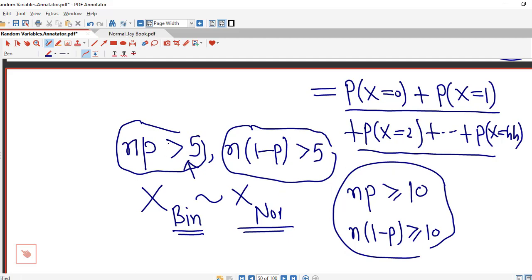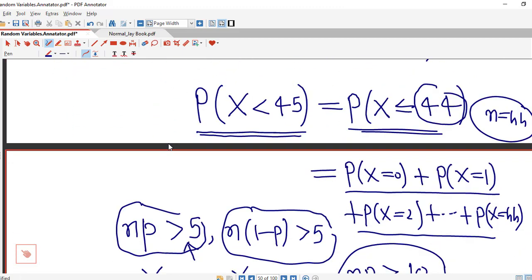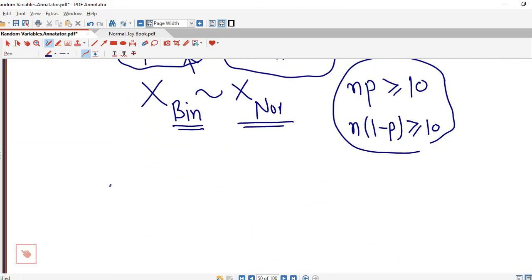So here if we check n into p and n into 1 minus p, n into p is nothing but 200 into 0.25, which is nothing but 50.